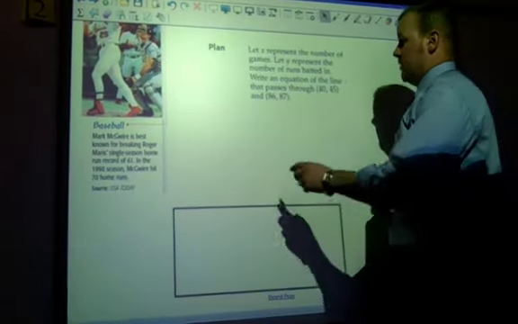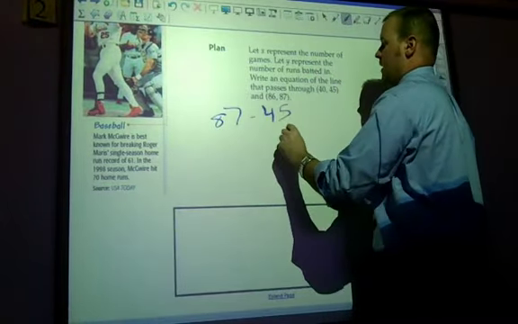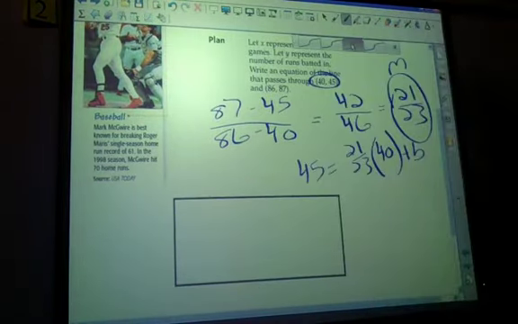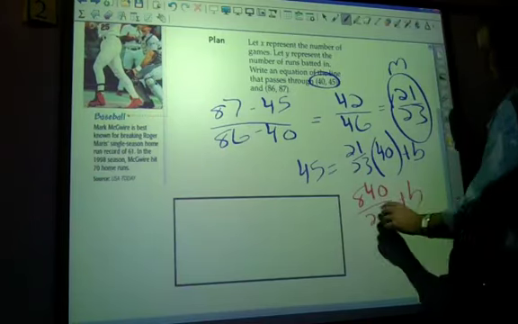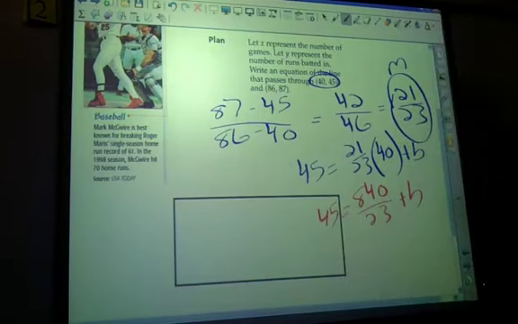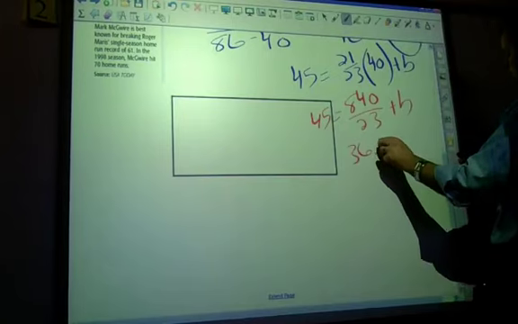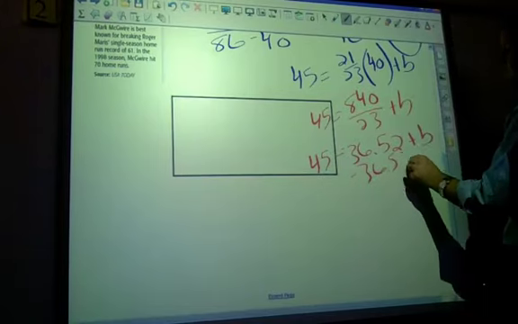So we have to find the slope first. So if I use 87 minus 45, and I use 86 minus 40, I get 21 over 23. Then plugging in, 840 over 23 plus b equals 45. So we'll say this is ballpark at 36.52 plus b equals 45, and subtract that 36.52.